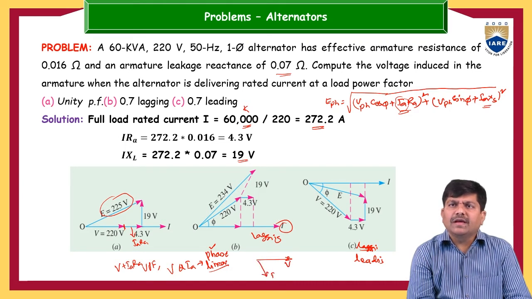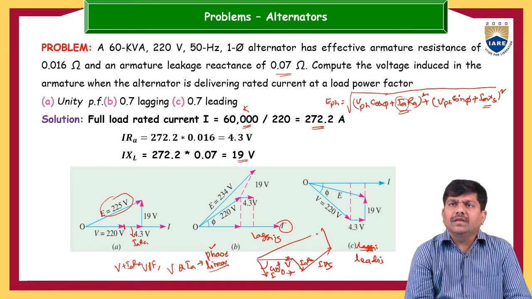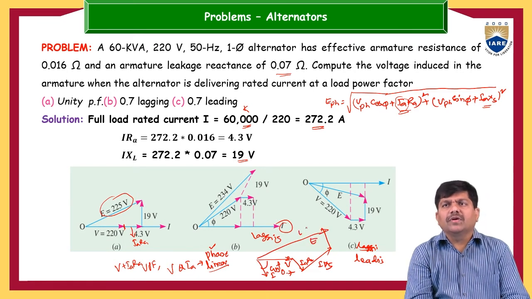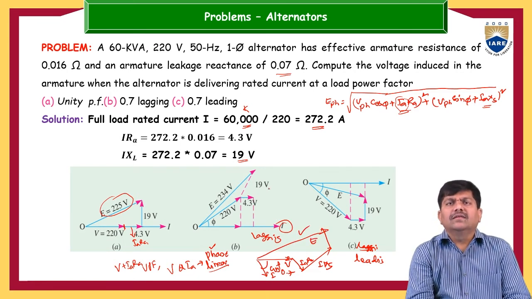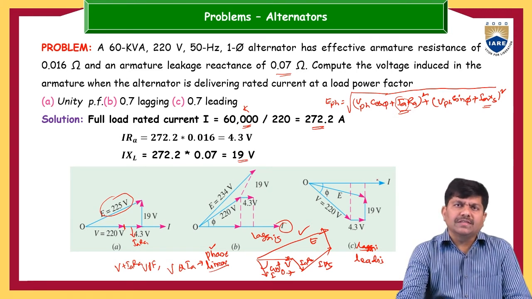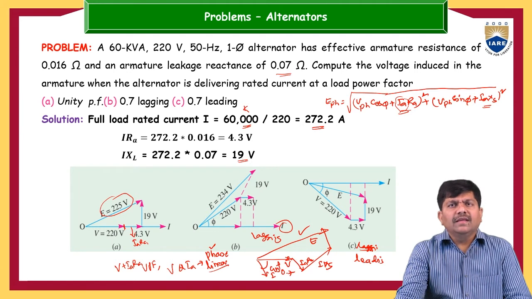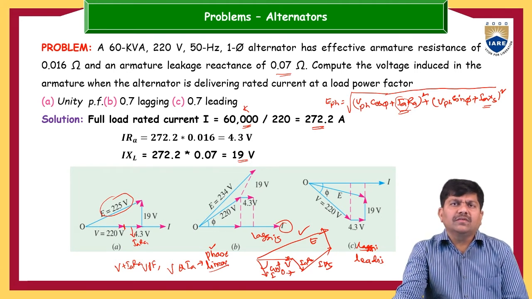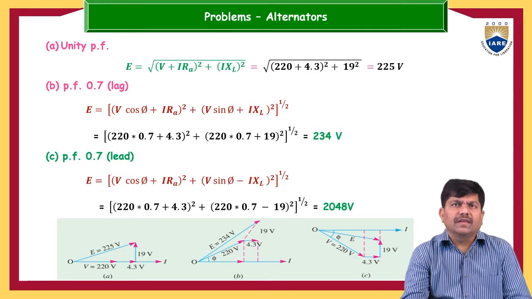Then this would be the current, at an angle of cos inverse of 0.7. Then from V to I R_a like this, it will come I_a R_a, then j into I X_s, then this will be the E. So this is nothing but the phasor diagram. It will be used to calculate the no load induced EMF. This is for lagging, and for leading also you can extend the same thing. These phasor diagrams can be used to determine the no load induced EMF.